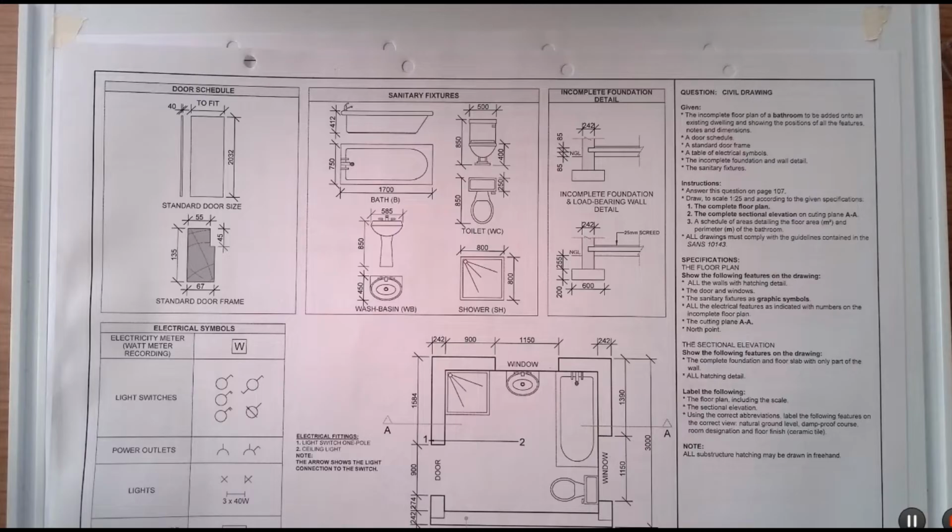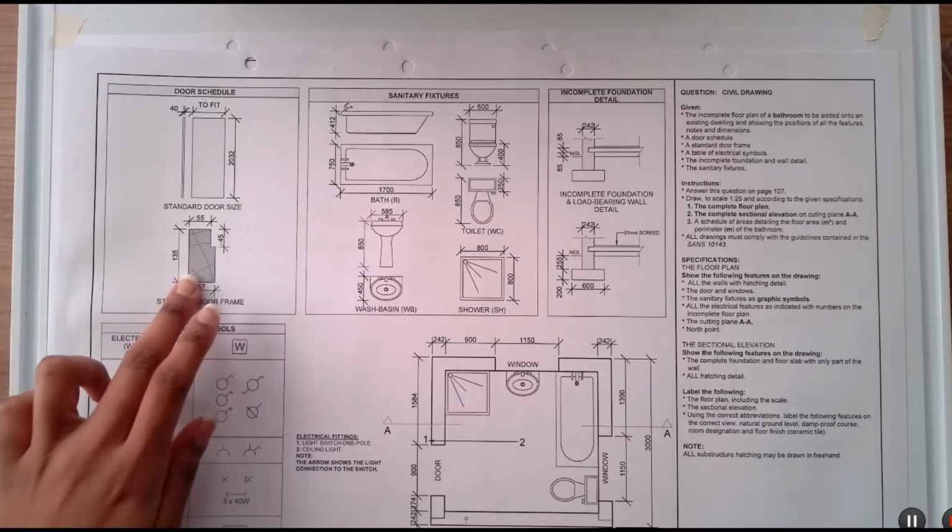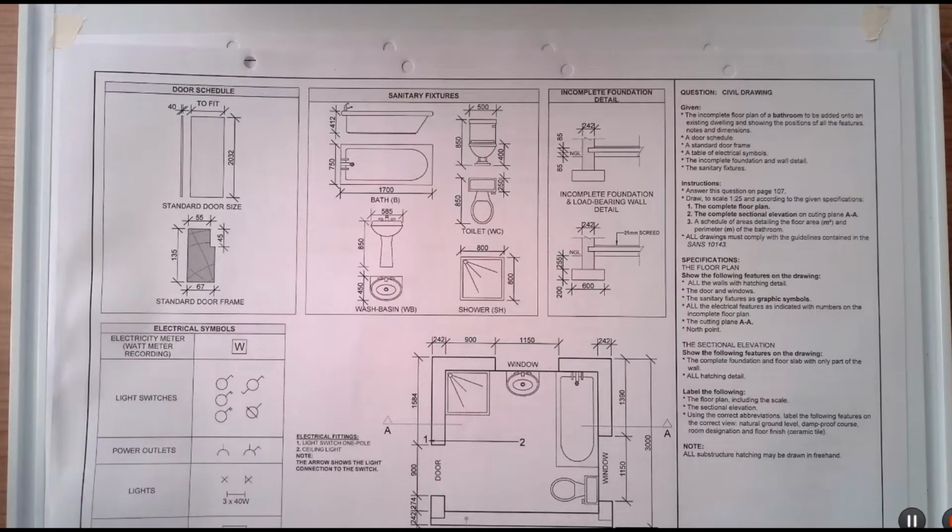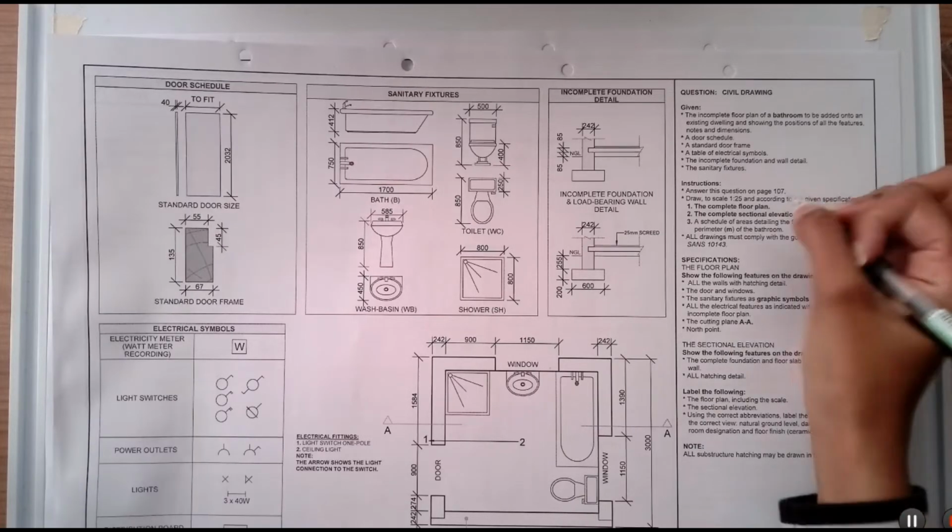So with the given, you are given an incomplete floor plan of a bathroom to be added onto an existing dwelling and showing the positions of all features, nodes, and dimensions. So you have all of your nodes and your dimensions here. You are also given a door schedule, which is here, your door profile, door frame, symbols, and an incomplete foundation of the wall, and the sanitary fixtures. Your instructions are to answer on 115. This is an old book.